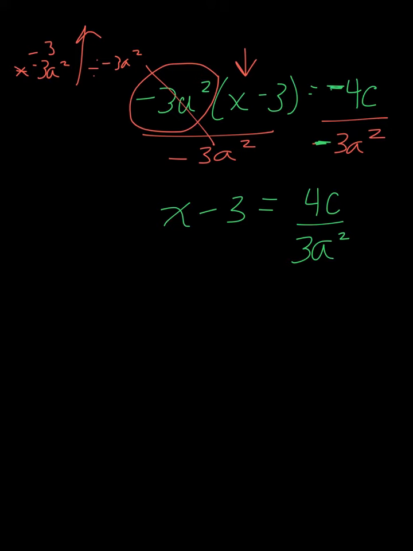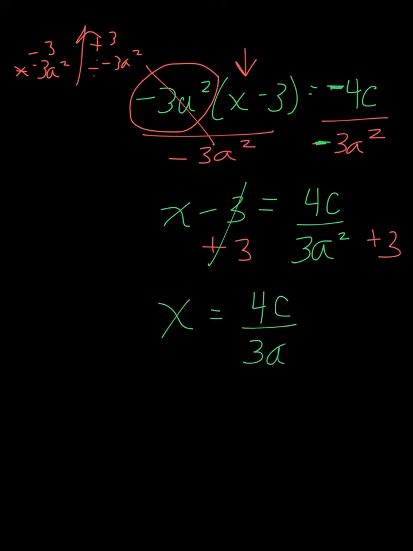The last thing I need to do is get rid of the minus 3 by adding it to both sides. And that gives me x, since the negative 3 and positive 3 cancel, equals 4c over 3a squared. And then this plus 3 is its own term, since the 3 was added after 4c was divided by 3a squared.